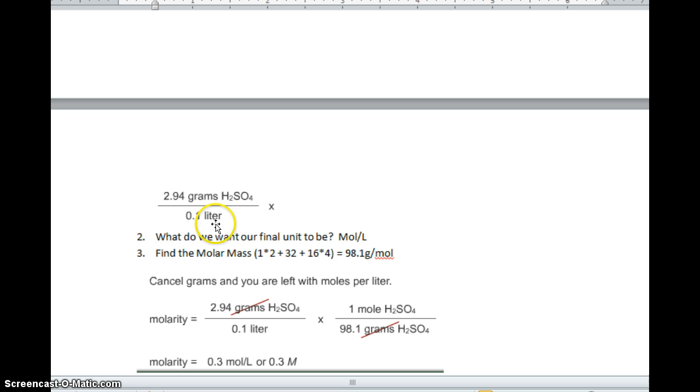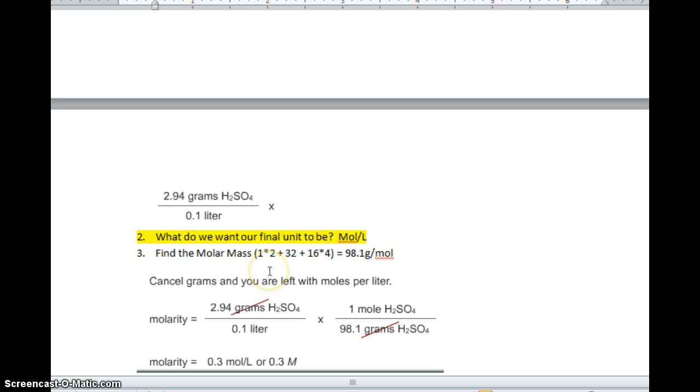Okay, so we already have the liters on the bottom, so we have to get rid of the grams. So that tells us we need to put grams on the bottom of the next fraction and moles on the top. Because if we look here, our grams cancel out and we're left with moles per liter. So it's a little bit different in our setup. We want to really make sure we know what we want our final unit to be.